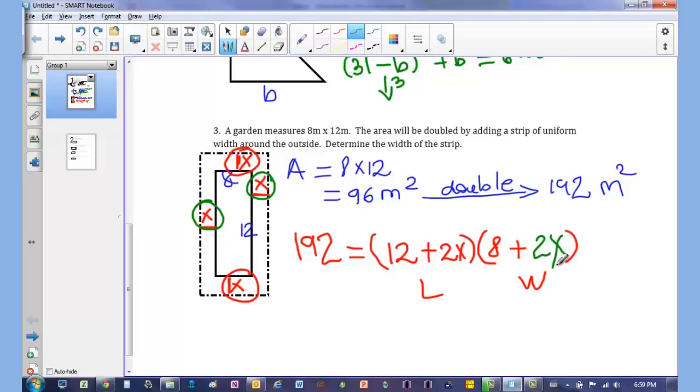So what are you left to do right now? You have to simplify by multiplying the two brackets, collect like terms including the 192 on the left side of the equation, and solve by either factoring or using the quadratic formula.